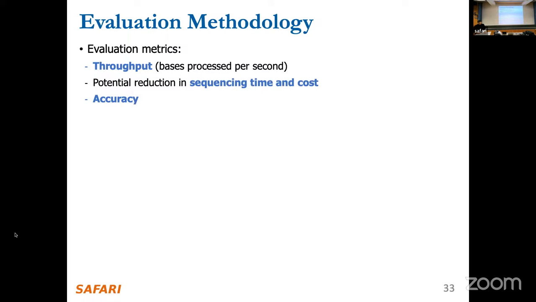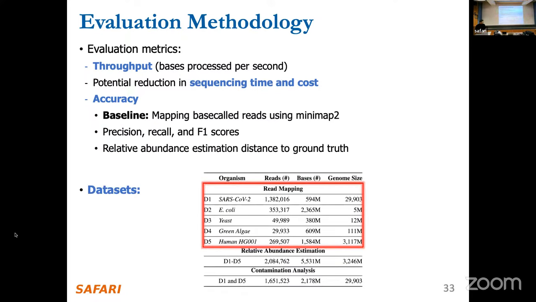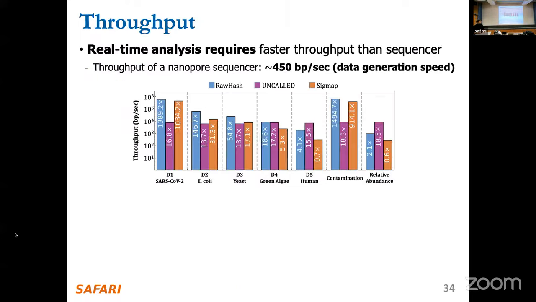We have several evaluation metrics. One is throughput, which is measuring the number of bases that we can process per second. It is important to provide higher throughput than the device's throughput so that we can make real-time analysis. We're also measuring the potential reduction in sequencing time and cost by the ability of stopping the sequencing of a read early. And we're also measuring the accuracy of our mapping. Our baseline is a very accurate tool that maps the basecalled reads. We use five real data sets of varying sizes, some viral genomes, bacterial genomes, and also the human genome. And we combine them for the other use cases.